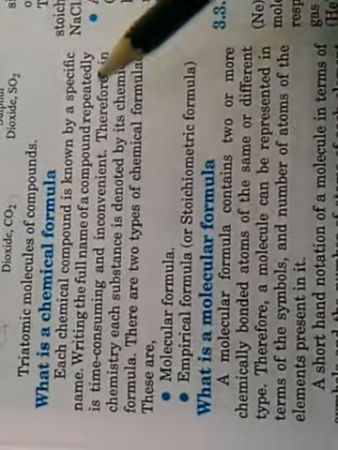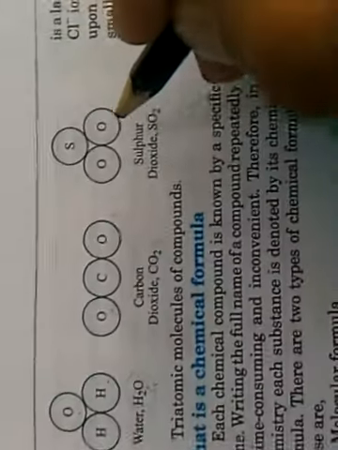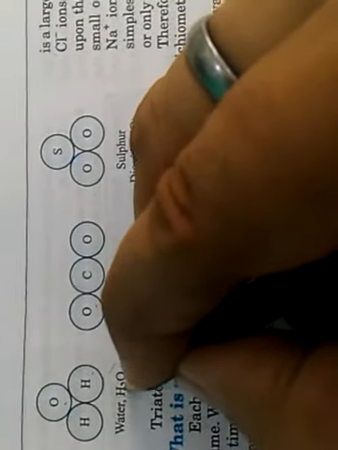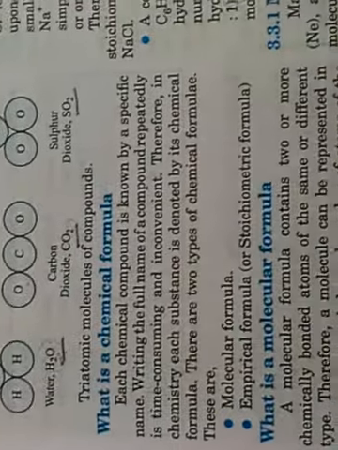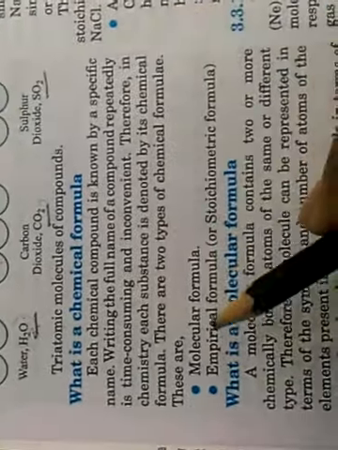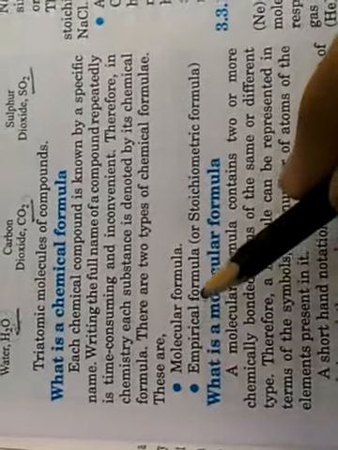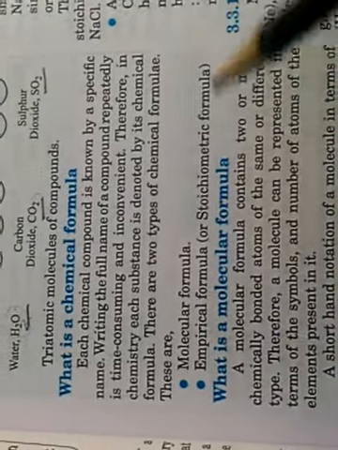Writing full names is time consuming and inconvenient. Therefore, in chemistry, such substances are denoted by their chemical formula. This is called chemical formula. There are 2 types of chemical formulae. Formulae is the plural for formula. First is molecular formula, and second is empirical or stoichiometric formula.